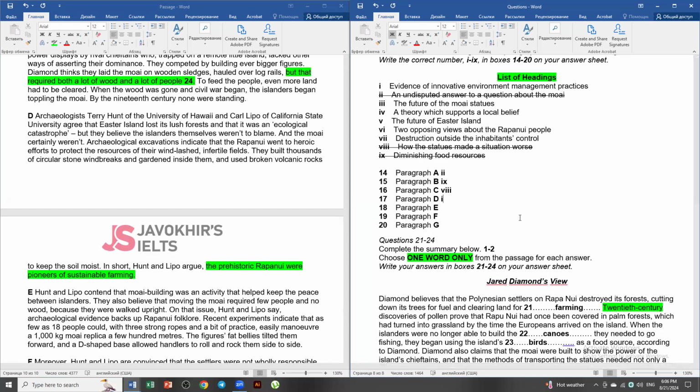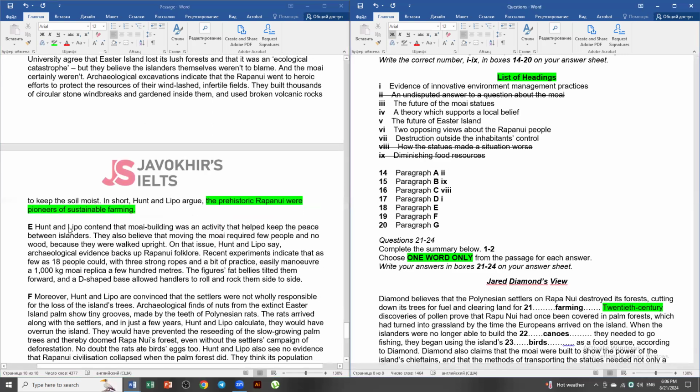It's an evidence of innovation in environment management practices. They were pioneers of sustainable farming, environment management practices. Circular windbreaks and gardens inside them, and used broken volcanic rocks to keep the soil moist. Some sort of an environment, most definitely.